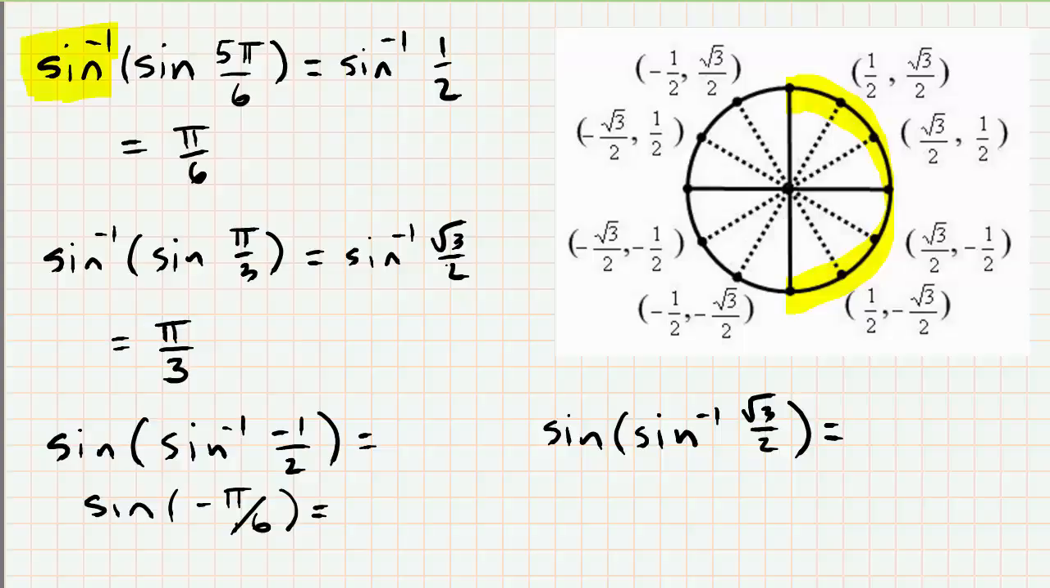Sine of minus pi over 6 is negative 1/2. And this will be a common pattern. We will see that whenever we have a composition of inverses, where the inverse is on the inside and the regular trig function's on the outside, we will get cancellation. Again, let's play it safe here. This will equal sine of, let's see, inverse sine of root 3 over 2. Angle on the right, sine root 3 over 2, that's pi over 3. Sine of pi over 3, that's root 3 over 2. Hope this helps.